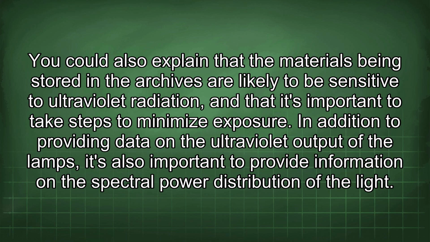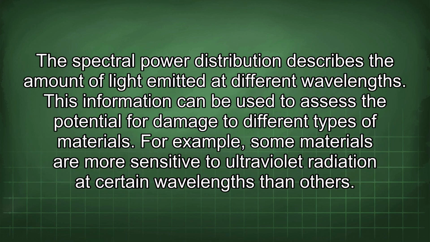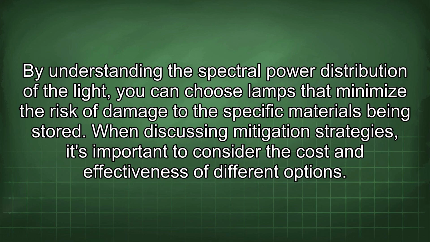In addition to providing data on the ultraviolet output of the lamps, it's also important to provide information on the spectral power distribution of the light. The spectral power distribution describes the amount of light emitted at different wavelengths. This information can be used to assess the potential for damage to different types of materials. For example, some materials are more sensitive to ultraviolet radiation at certain wavelengths than others. By understanding the spectral power distribution of the light, you can choose lamps that minimize the risk of damage to the specific materials being stored.